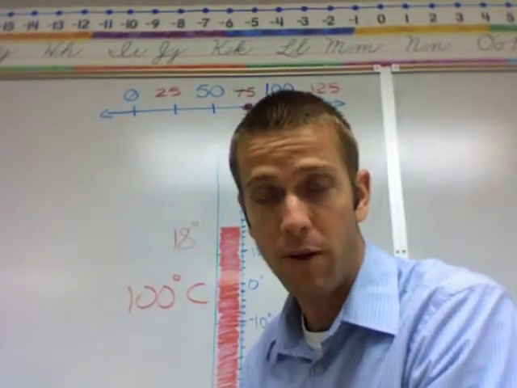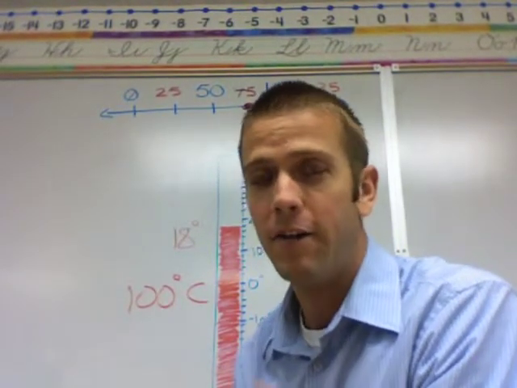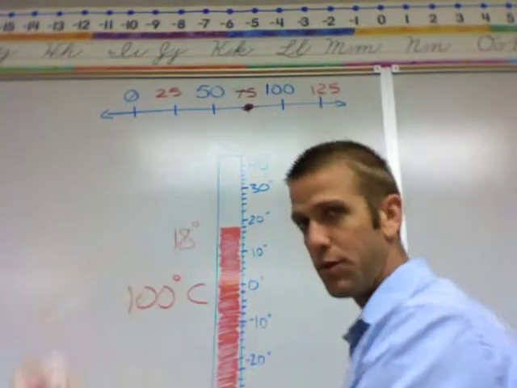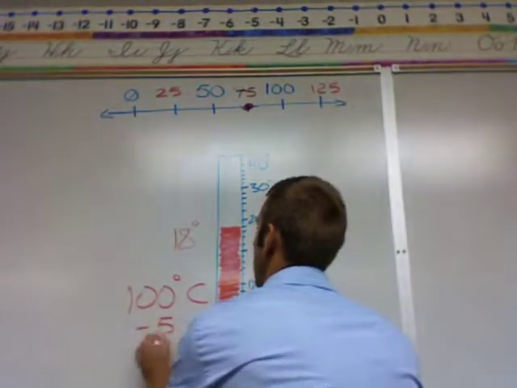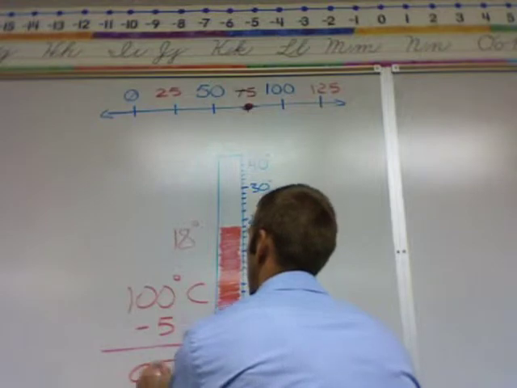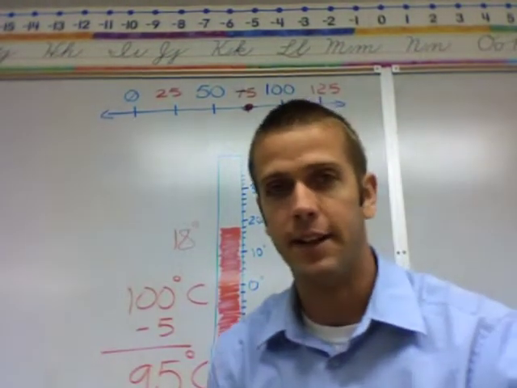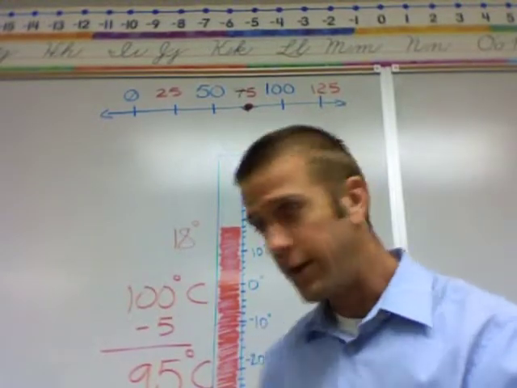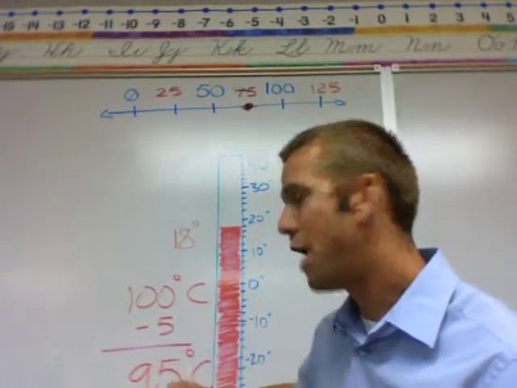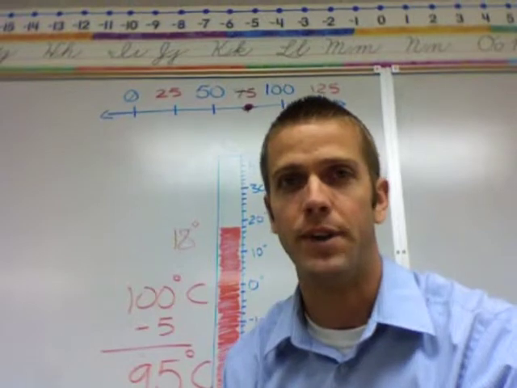So this is the word problems about comparing I warned you about. 5 degrees less means subtract 5. If you take away 5 from 100, you get 95 degrees Celsius. Don't forget to write a degree symbol, and don't forget to capitalize the C afterward to label your answer.